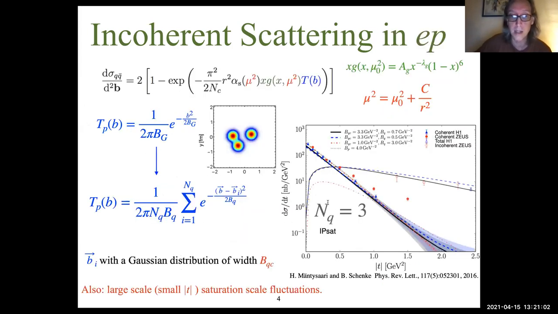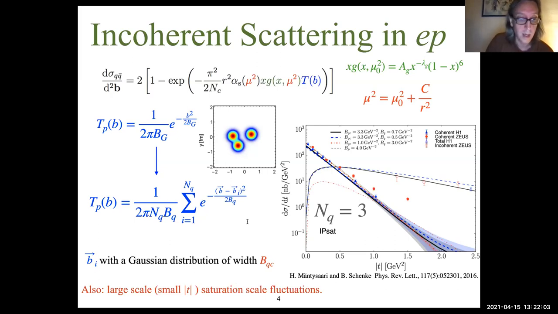A few years ago, Heikki Mäntysaari and Björn Schenke did the same thing for protons. They introduced hotspots inside of the proton. So instead of having in the dipole model a dipole cross-section, this T of B, as just one Gaussian without any substructure, they turned it into three smaller Gaussians with a substructure. The positions of these three hotspots are distributed according to a Gaussian. So on average, you would retain the original proton, but if you have large enough t, you start to resolve these hotspots inside of the proton. They managed to get a quite reasonable description of the incoherent data from HERA using three hotspots, which kind of makes sense in a convoluted way.